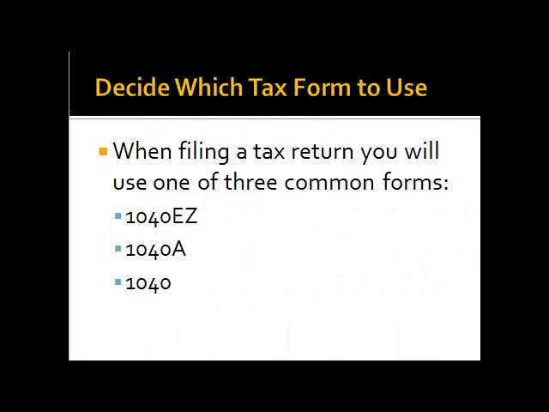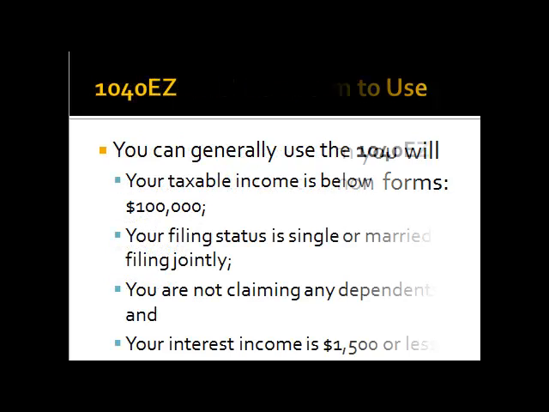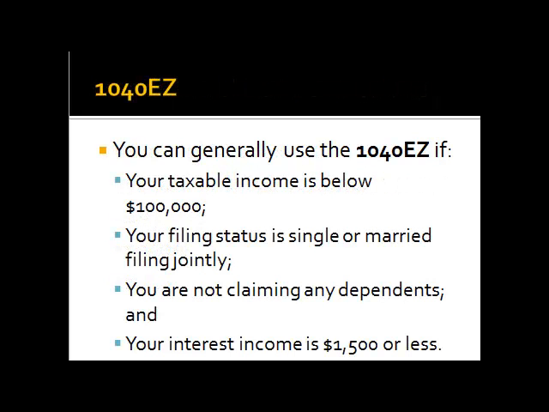Now we need to decide which form we are going to file, right? When filing a tax return, you will use one of three common forms. There's the 1040-EZ, the 1040-A, and the 1040. You can generally use the 1040-EZ if your taxable income is below $100,000, your filing status is single or married filing jointly, you are not claiming any dependents, and your interest income is $1,500 or less.